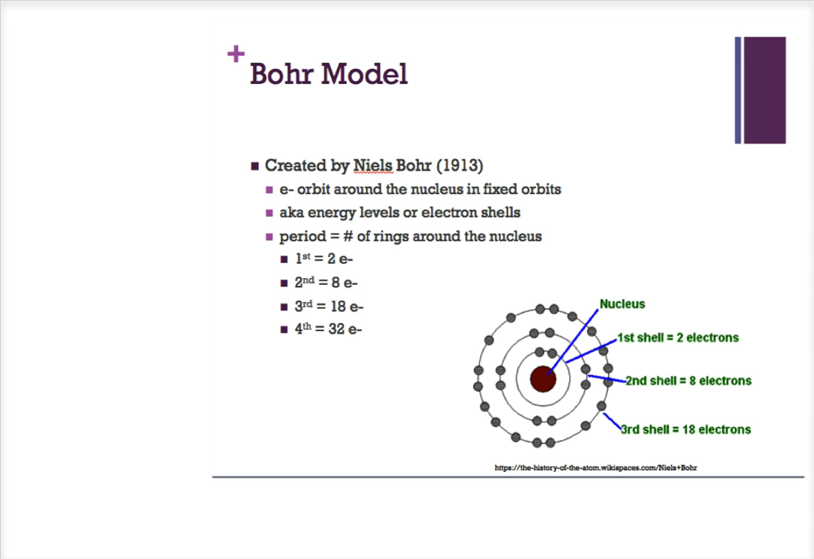In 1913, the Bohr's model was created, of course, by Niels Bohr, and he theorized that the electrons are in fixed orbits around the nucleus. These fixed orbits are also known as energy levels or electron shells.